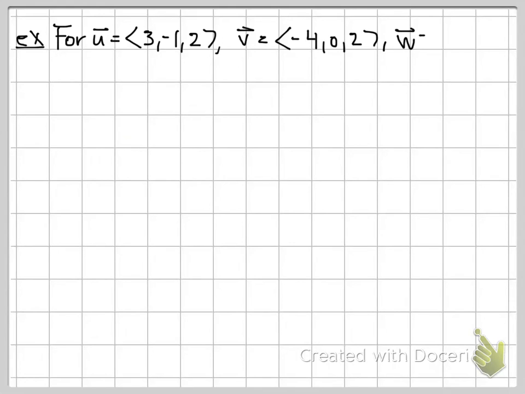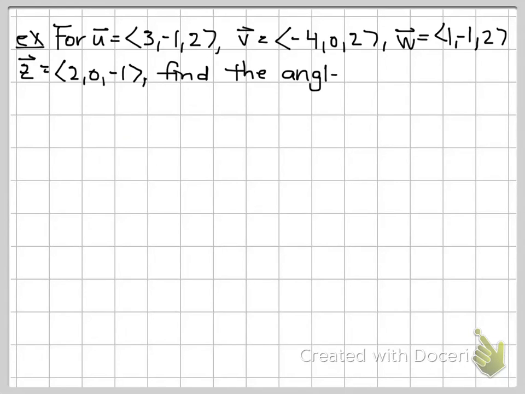Let's look at another example. So here are several vectors. u is <3, -1, 2>. v is <-4, 0, 2>. w is <1, -1, 2>. And z is <2, 0, -1>. So let's find the following angles.